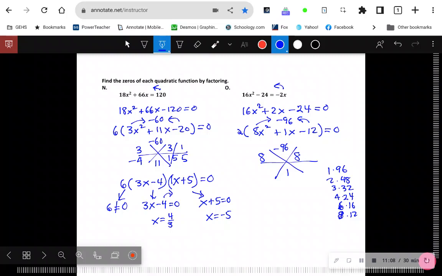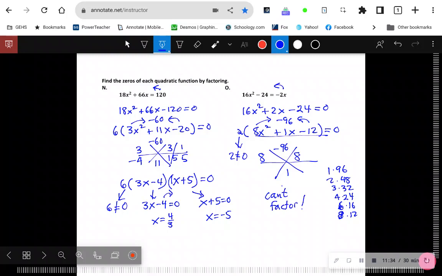So this one is prime, and this one can't be equal to 0. So we can't find the zeros by factoring this one. So it can't factor. And so finding the zeros on this one is not possible.